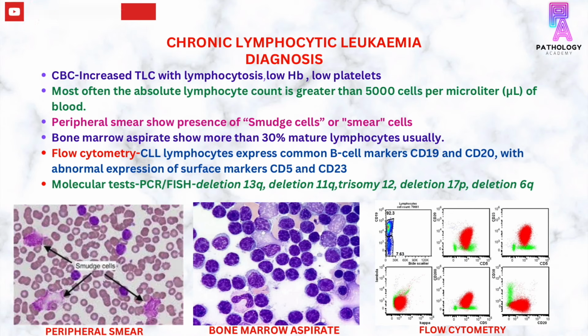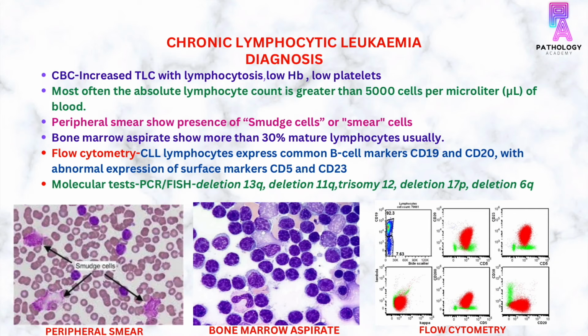Coming to the diagnostic workup of CLL. In CLL, the complete blood counts show increased total leukocyte count with lymphocytosis. The hemoglobin and platelets are generally low. Most often, the absolute lymphocyte count is more than 5,000 cells per microliter of blood. The peripheral smear will show presence of smudge cells or smear cells. The bone marrow aspirate is hypocellular with more than 30% of mature lymphocytes.